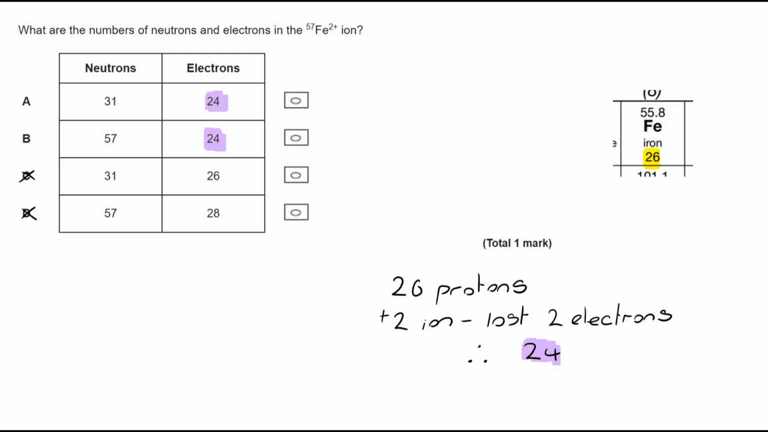And then from there, we've got to work out how many neutrons it's going to have. Well, we know that the mass number take away the atomic number gives us the number of neutrons. So that means it's going to be 31 when we do 57 take away 26. We've already disregarded C, so the only answer that has 2 correct values in is A.